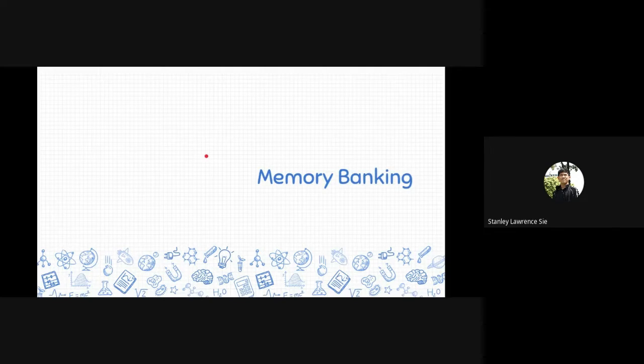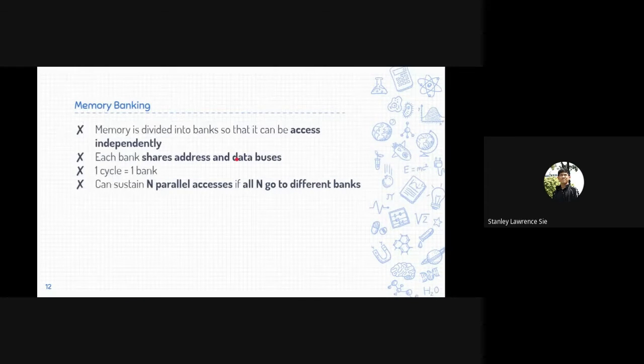So when we're talking about memory banking, we need to know that a memory is divided into banks so they can be accessed independently. And each bank shares address and data buses to minimize the pin cost. And in one cycle, one can start and complete one bank access. With this, a vector processor can sustain n parallel accesses if all n go to different banks.